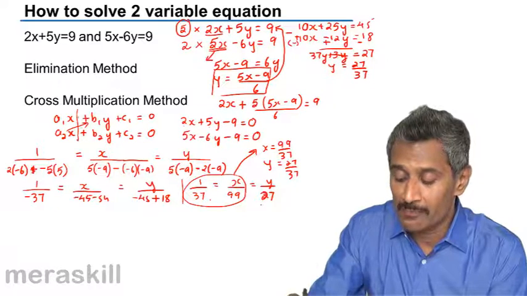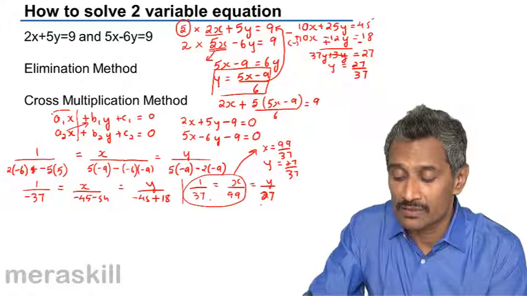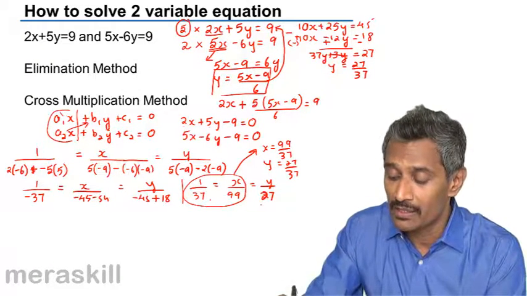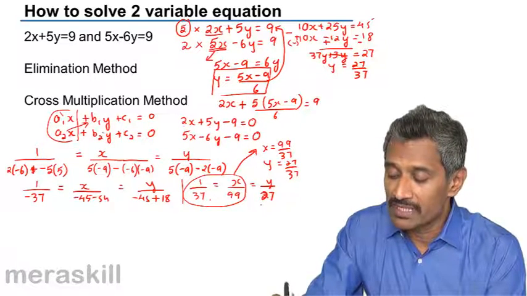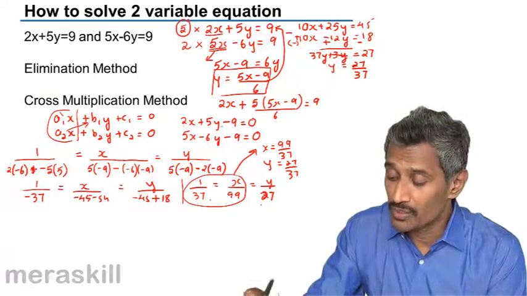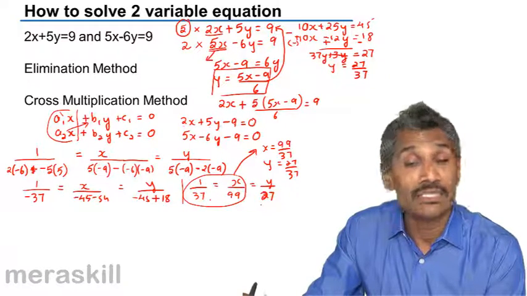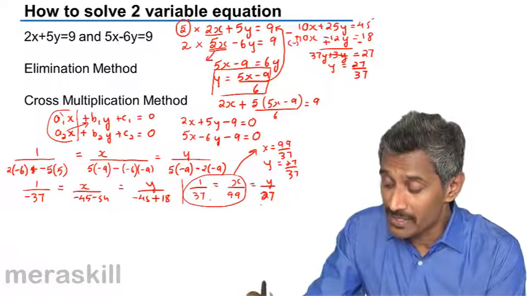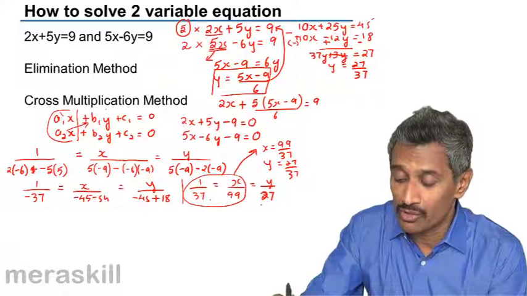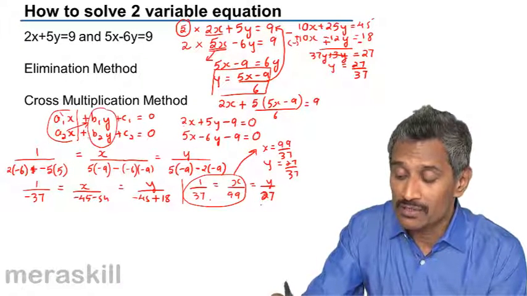Once you take x, you don't look at the coefficients concerned with x. This is out of question. Then it is going to be B1C2 minus B2C1. So in this case, it is 5 into minus 9 minus 6 into minus 9. Then is equal to y. Now you're looking at this. We don't consider these coefficients.